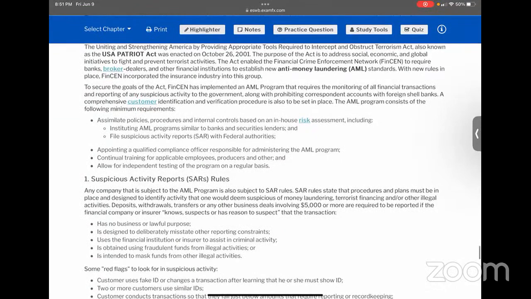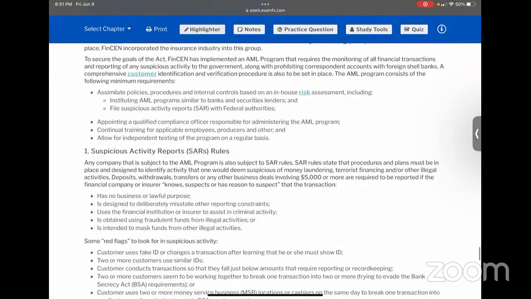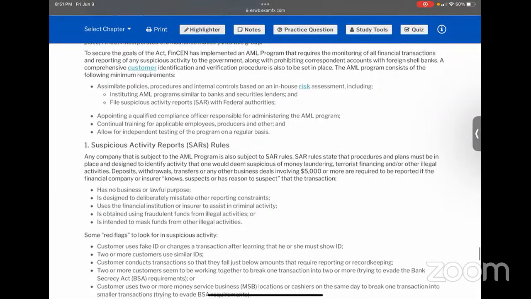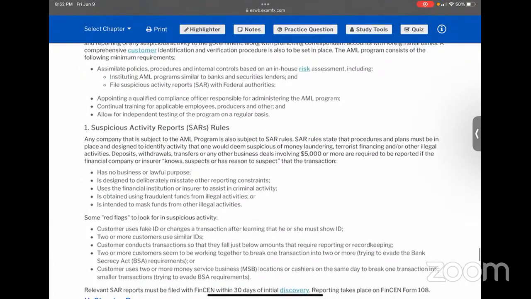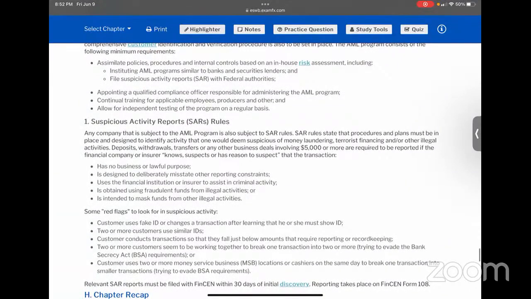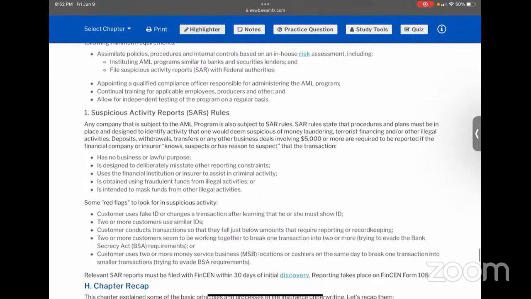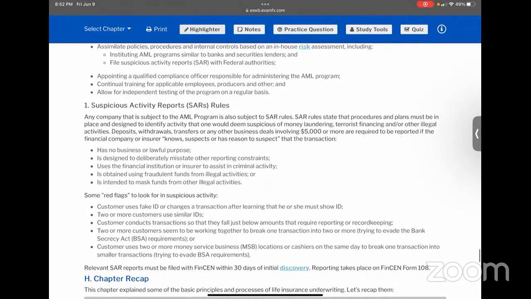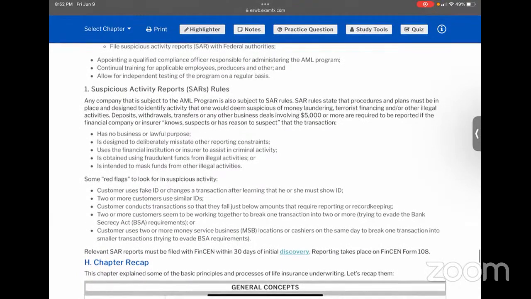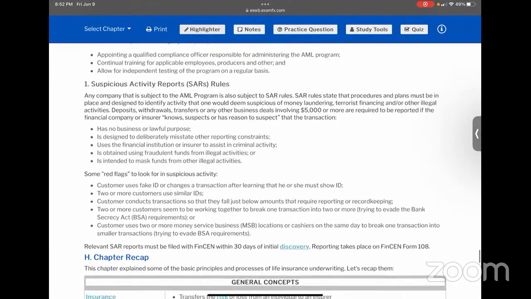The anti-money laundering program consists of the following minimum requirements: establish policies, procedures, and internal controls based on an in-house risk assessment, including instituting AML programs similar to banks and securities lenders, and file suspicious activity reports, SAR, with federal authorities. Appoint a qualified compliance officer responsible for administering the AML program. Provide continual training for applicable employees, producers, and others, and allow for independent testing of the program on a regular basis. So, yeah, that's for people trying to do money laundering, and that's probably prevalent in those whole life policies, right?